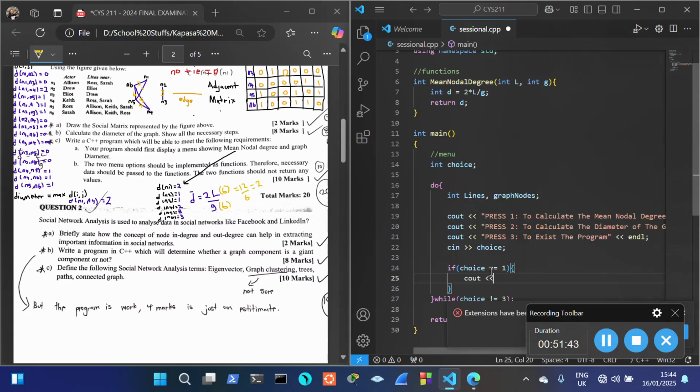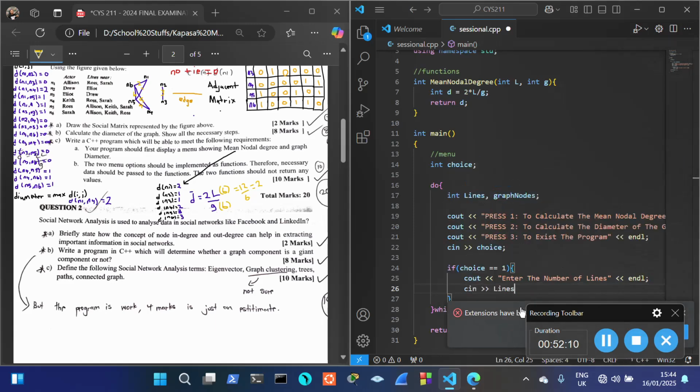Okay, cout, we're going to tell the user to enter the number of lines. Why are we telling the user to enter the number of lines? Because for us to calculate the mean nodal degree, we need this number of lines. Since this number of lines is denoted as lines, we are going to say cin, we are going to link that part with lines, because lines will be stored in this variable called what?